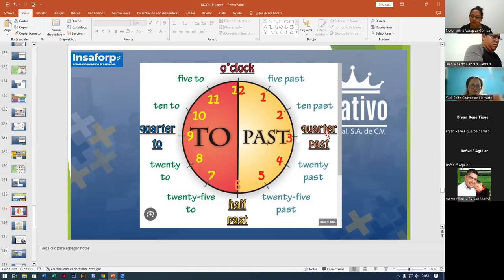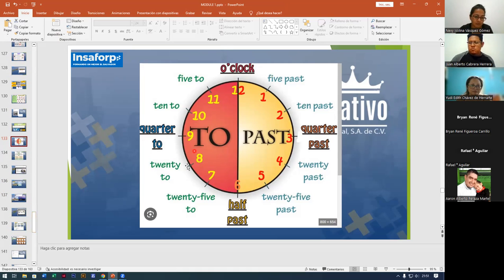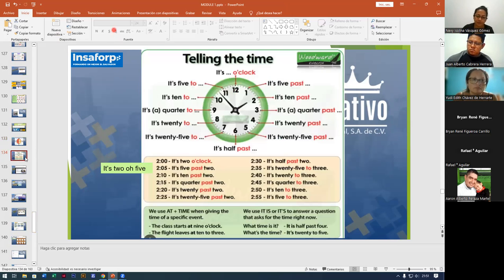Quarter, 15 minutos, o un cuarto de hora. Half, media hora. Veamos otros ejemplos. Esto es solo para indicar cómo puedo utilizar tantos minutos para y tantos minutos que ya son pasados. But I have other examples.